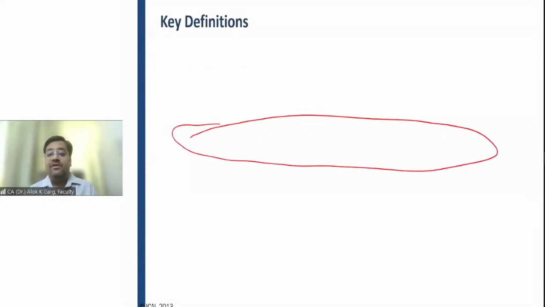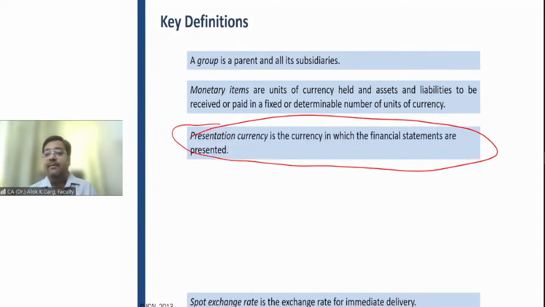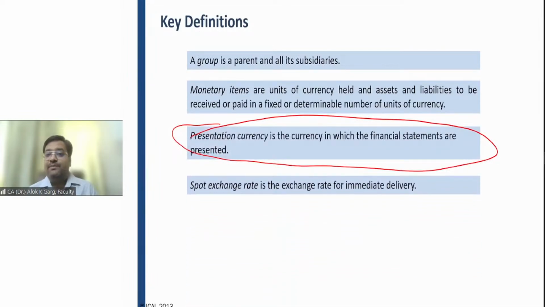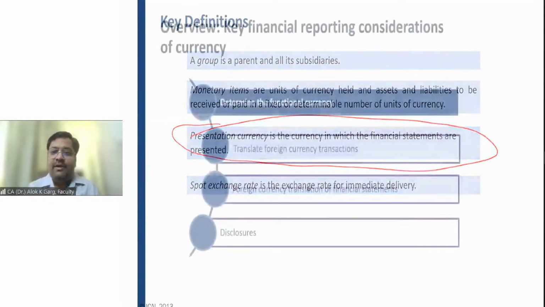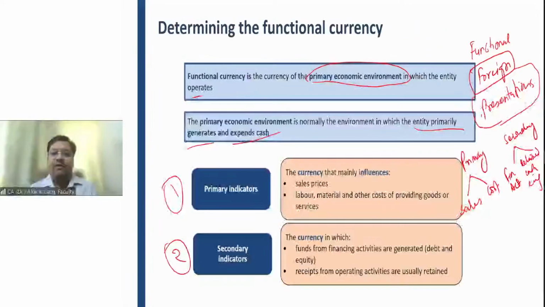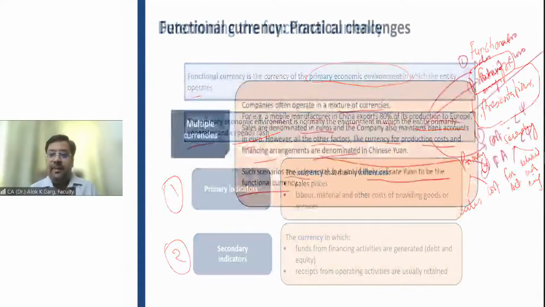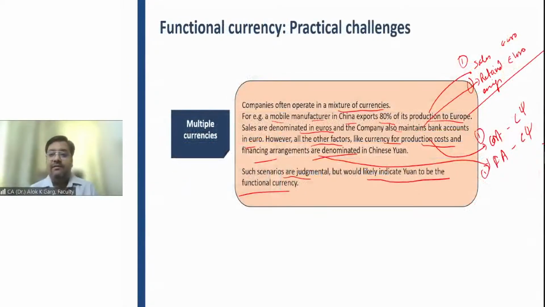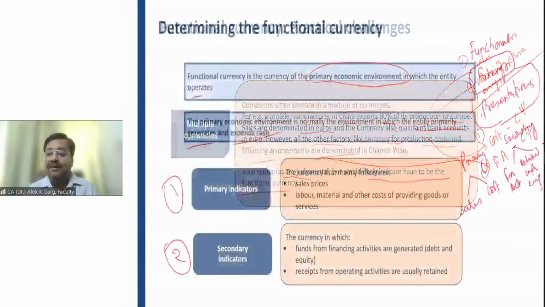What is meant by functional currency? Functional currency is the currency of the primary economic environment. What is presentation currency? Presentation currency is the currency in which the financial statements are presented. We discussed all these things. Then we discussed what a functional currency is.